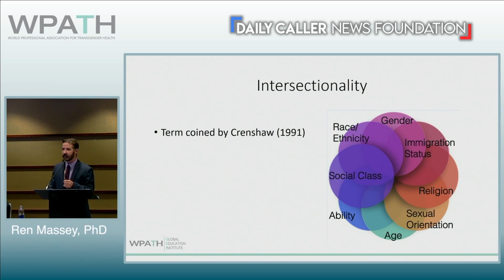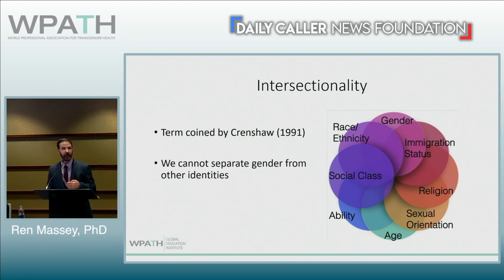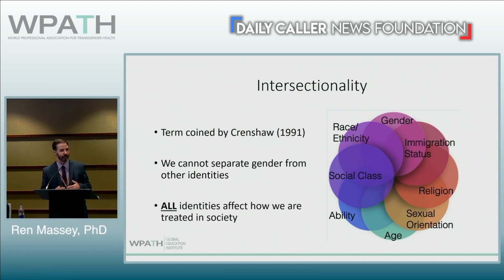So intersectionality is a really important term coined by Kimberlé Crenshaw in '91, dealing with intersecting identities. Remember how I said you may have a soccer player who wants to keep playing soccer. Well, there can also be racial identities that intersect, immigrant status. There are a number of identities, disabilities, that mean people are going to be further removed from access to power and privilege. And we cannot separate our gender identity from all of our other identities. They all affect how we're treated by society.